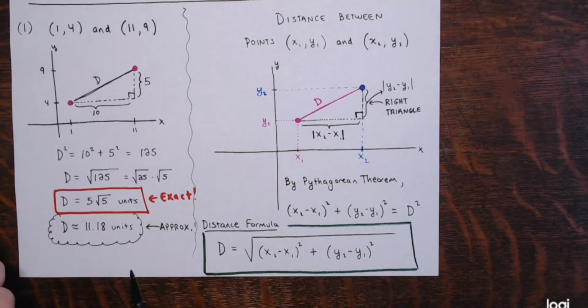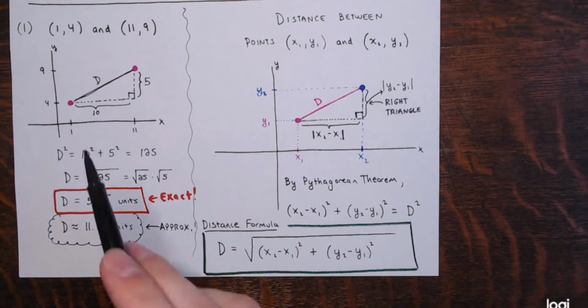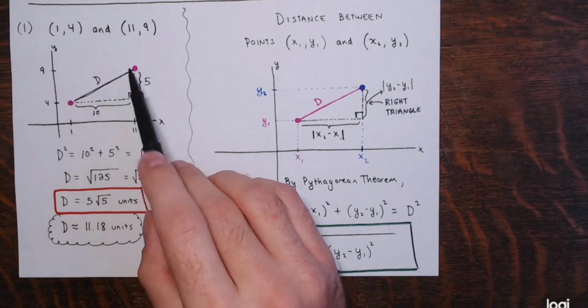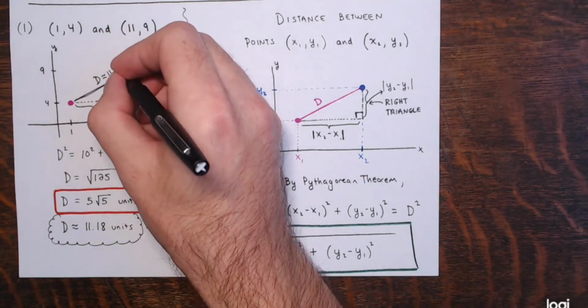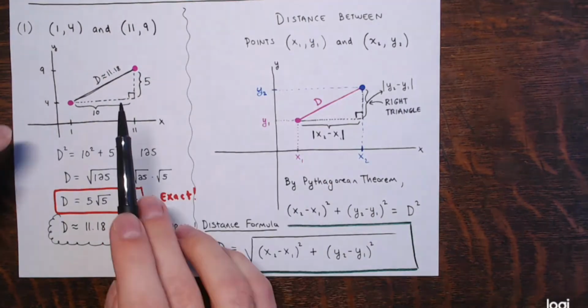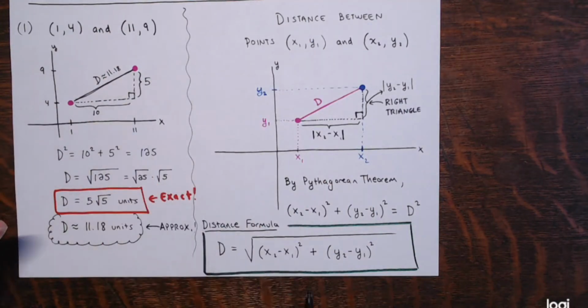And just pay attention if you're doing exercises in some homework or whatever, just pay attention to how they want it, right? Usually if they don't say anything, that means they want the exact answer, right, before you would punch it in a calculator. And if they want you to round it, then you're going to have to punch it in a calculator and round. Okay, so these 2 points, right, are a little more than 11 units apart.